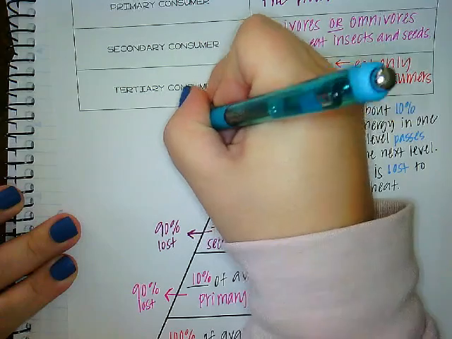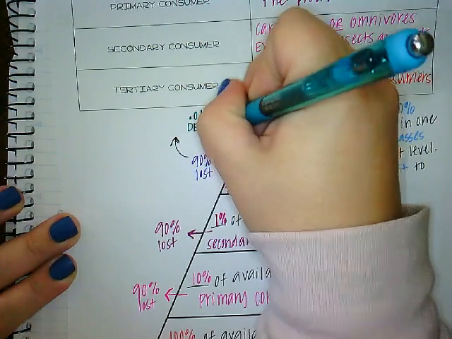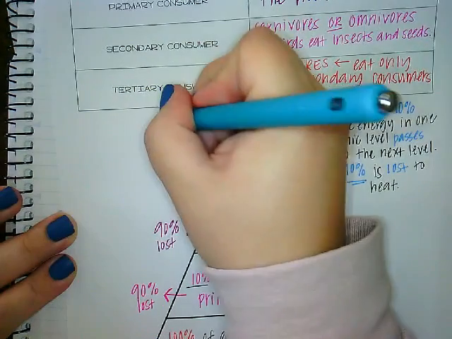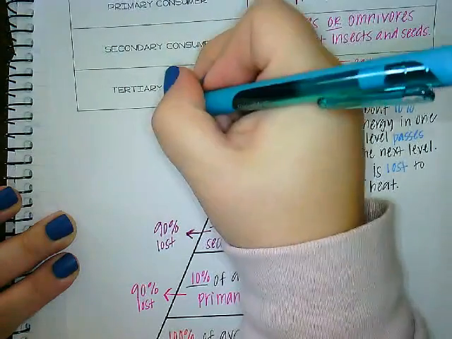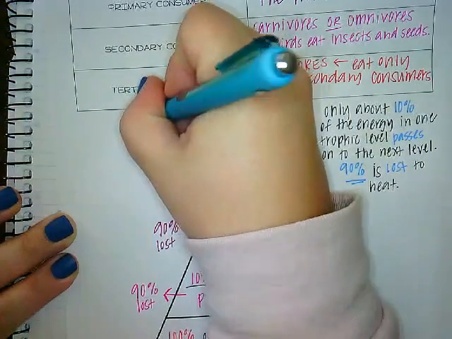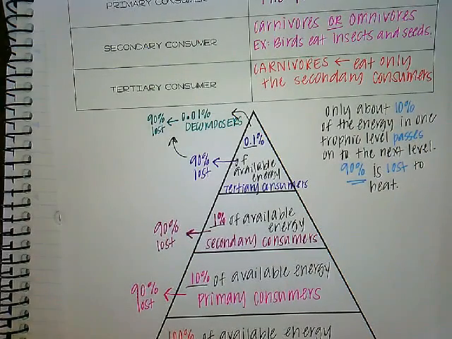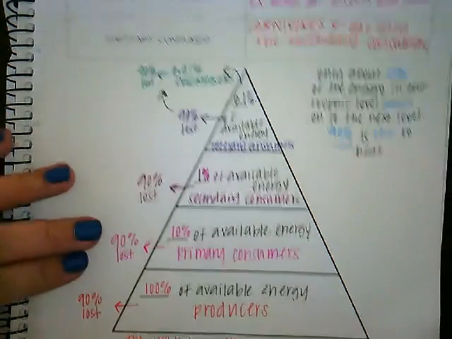0.01%, and that is left for your decomposers. Okay, and of course we know that of that 0.01, 90% is lost. So now we've done a little bit of math with our science today.